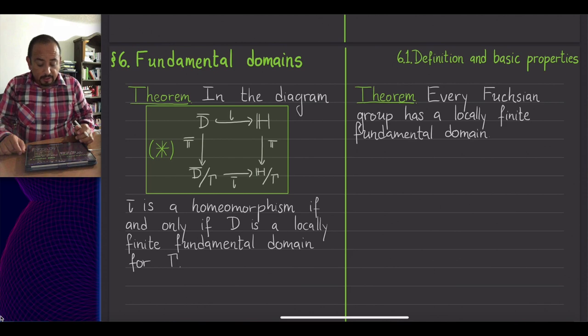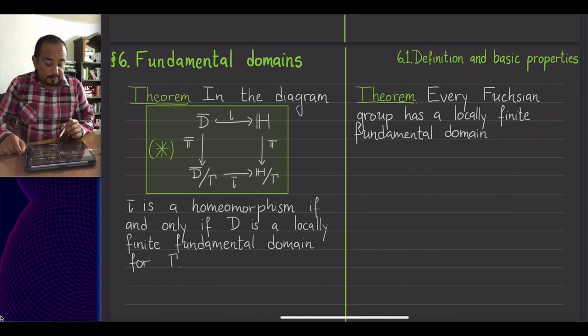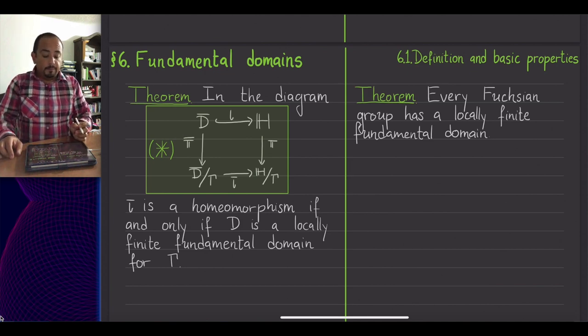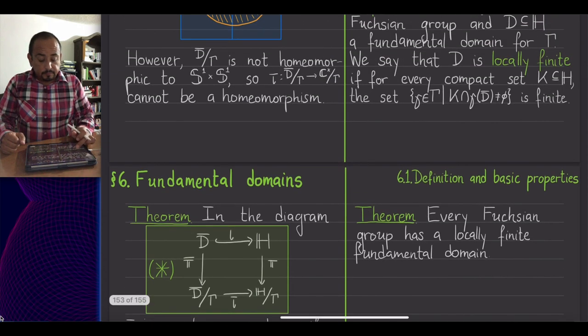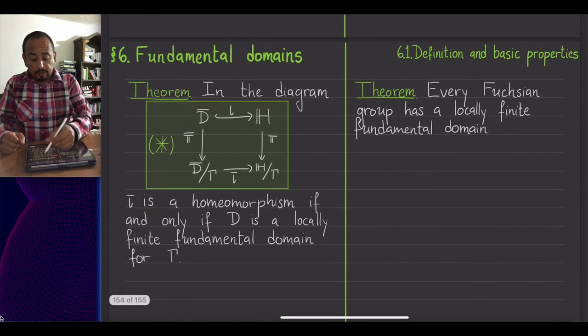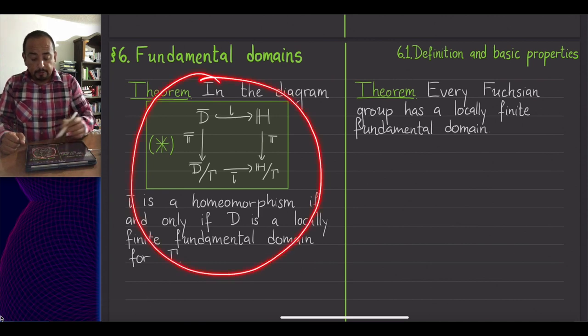Okay, and then of course the next theorem is that there always exists a locally finite fundamental domain. Afterwards comes the problem of finding an explicit one. Okay, but we will prove this theorem tomorrow.